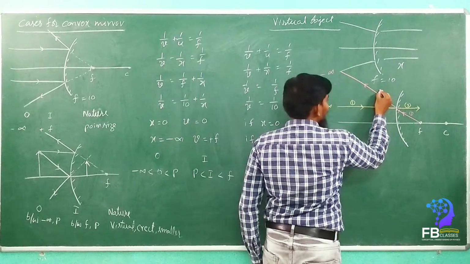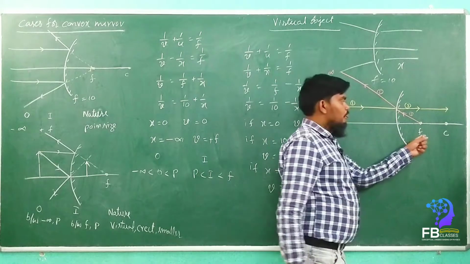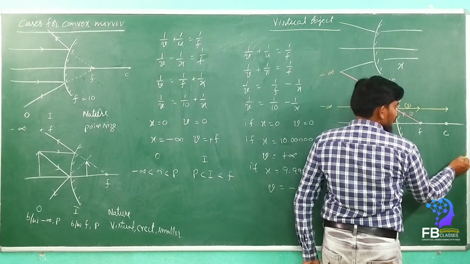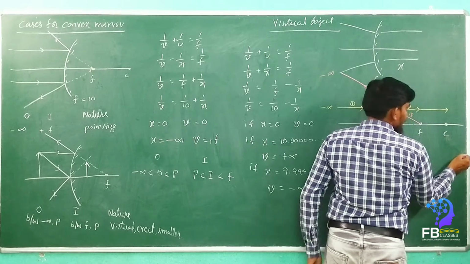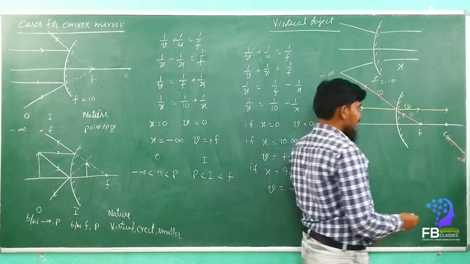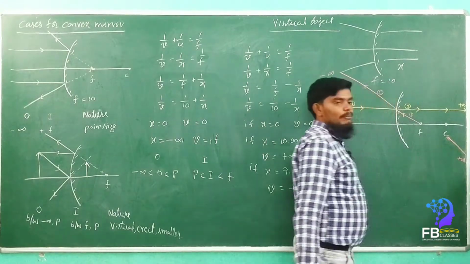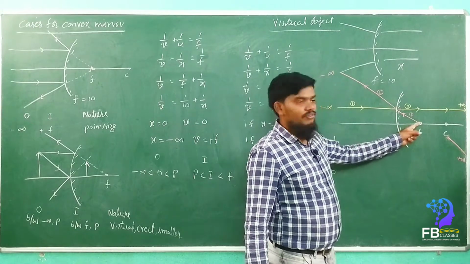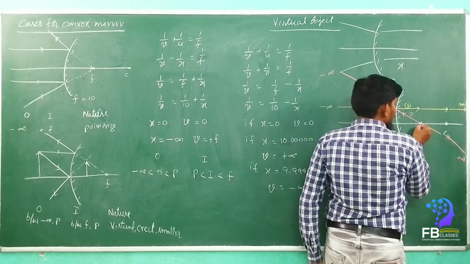So this is the second one. Got it? Yes, sir. In the same manner, when the object is moved from principal focus to center of curvature, then what will happen? The image will move from plus infinity to C. In the same manner, when the object is moved from C to plus infinity, then what will happen? The image will move from C to F. Yes or no? From C to F.